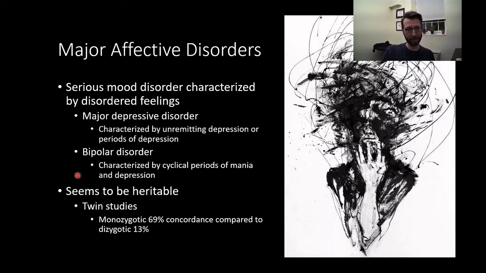Bipolar disorder is similar to major depressive disorder, except it is characterized by cyclical periods of mania, which is a high energy manic state, and depression, which is very similar to major depressive disorder. These affective disorders seem to be highly heritable, showing a concordance rate as high as 69% in monozygotic twins compared to 13% in dizygotic, suggesting a very, very strong genetic component to affective disorders.